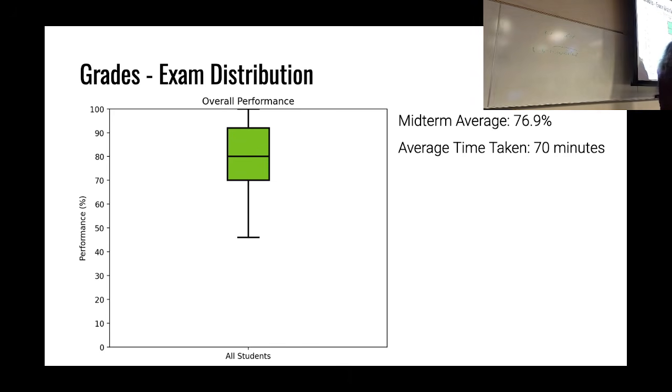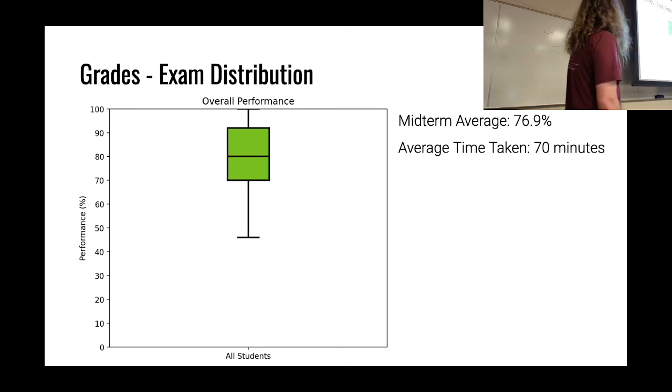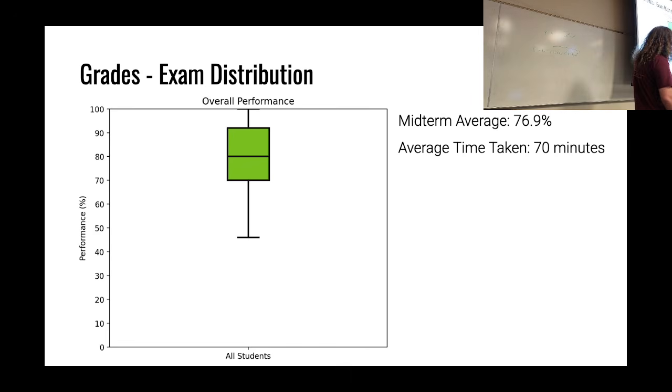Okay. The midterm average is a 76.9%. There were outliers on both sides. We did track the amount of time that everyone took. On average, the average student took 70 minutes.